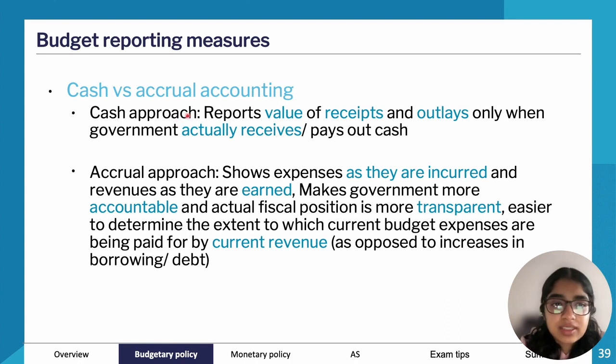Okay, so cash versus accrual accounting. We talked about this earlier. Cash is the value of receipts and outlays only when the government actually gets those receipts or when they actually pay out those outlays. Accrual is as they're incurred, so expenses as they happen, and revenues as they're earned. So basically, it's more current, you could say.